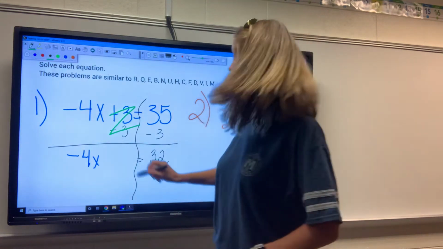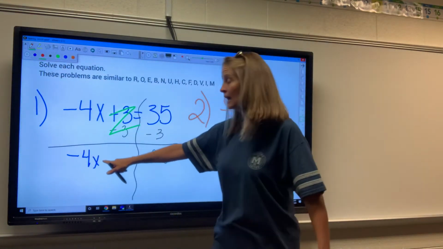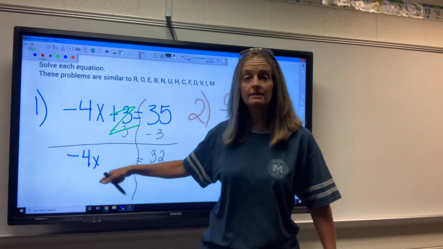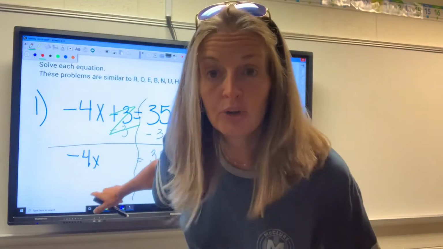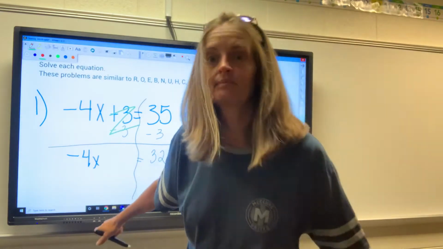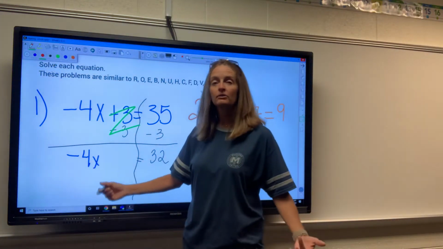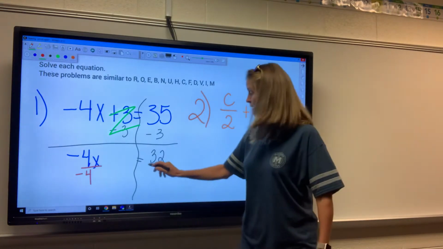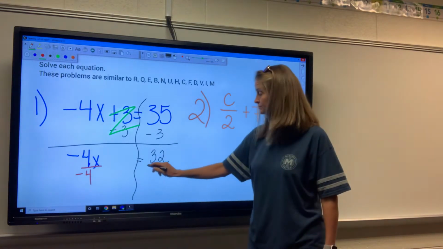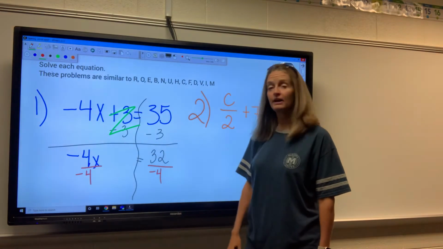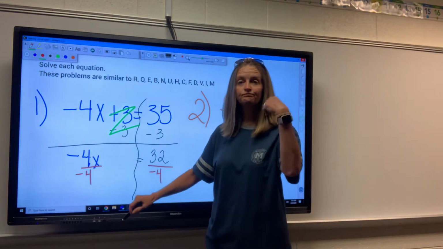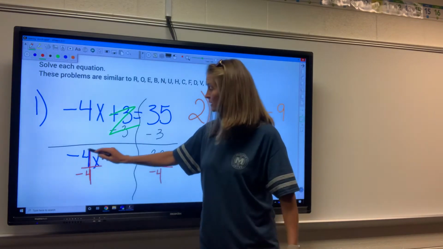All right, the x is still not alone. It's not isolated yet. So what are we going to do? What's happening here? It's multiplying. What is the opposite of multiplying? Division. How am I going to write division? Divided by -4. But one side, two sides. Divided by -4. What happens to 4 over 4? 4 divided by 4 equals 1.